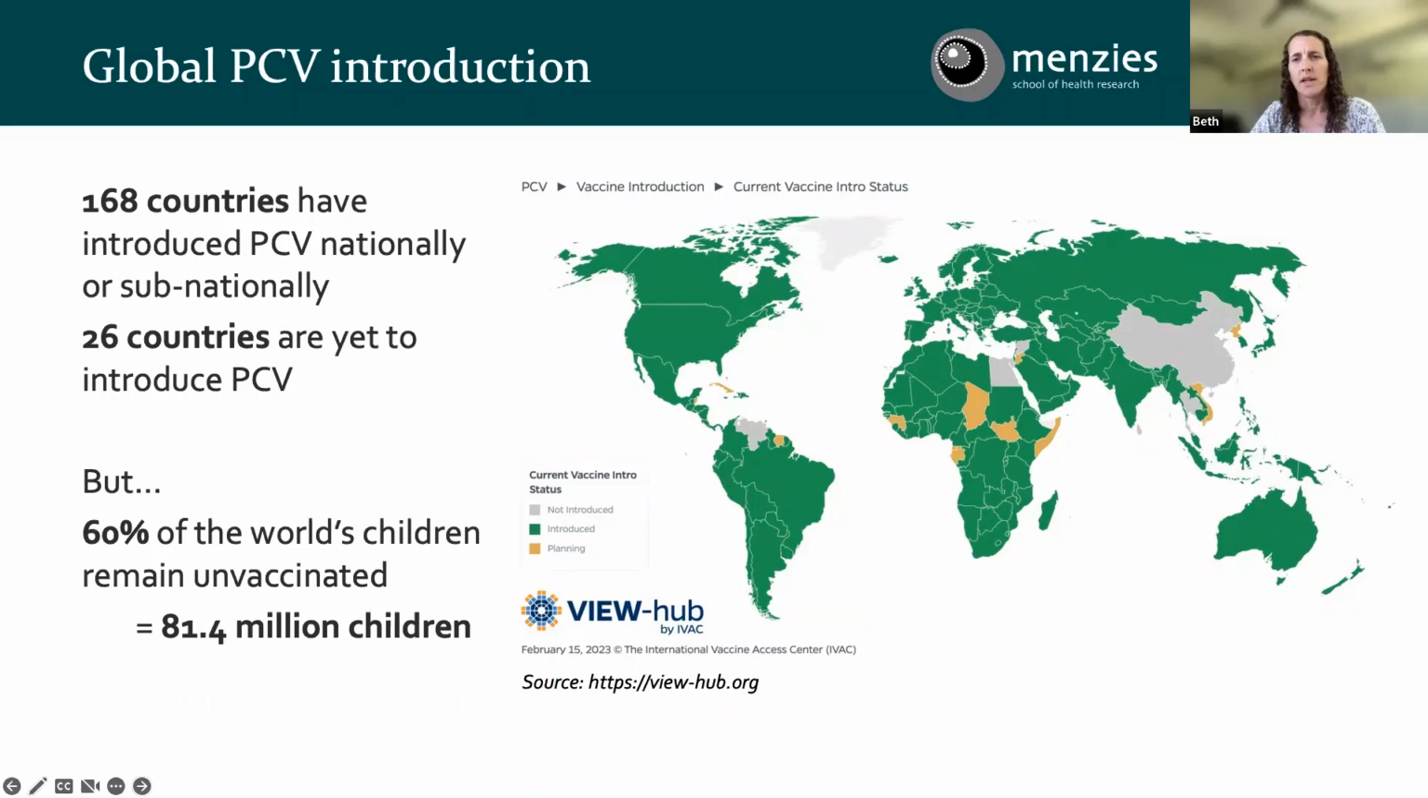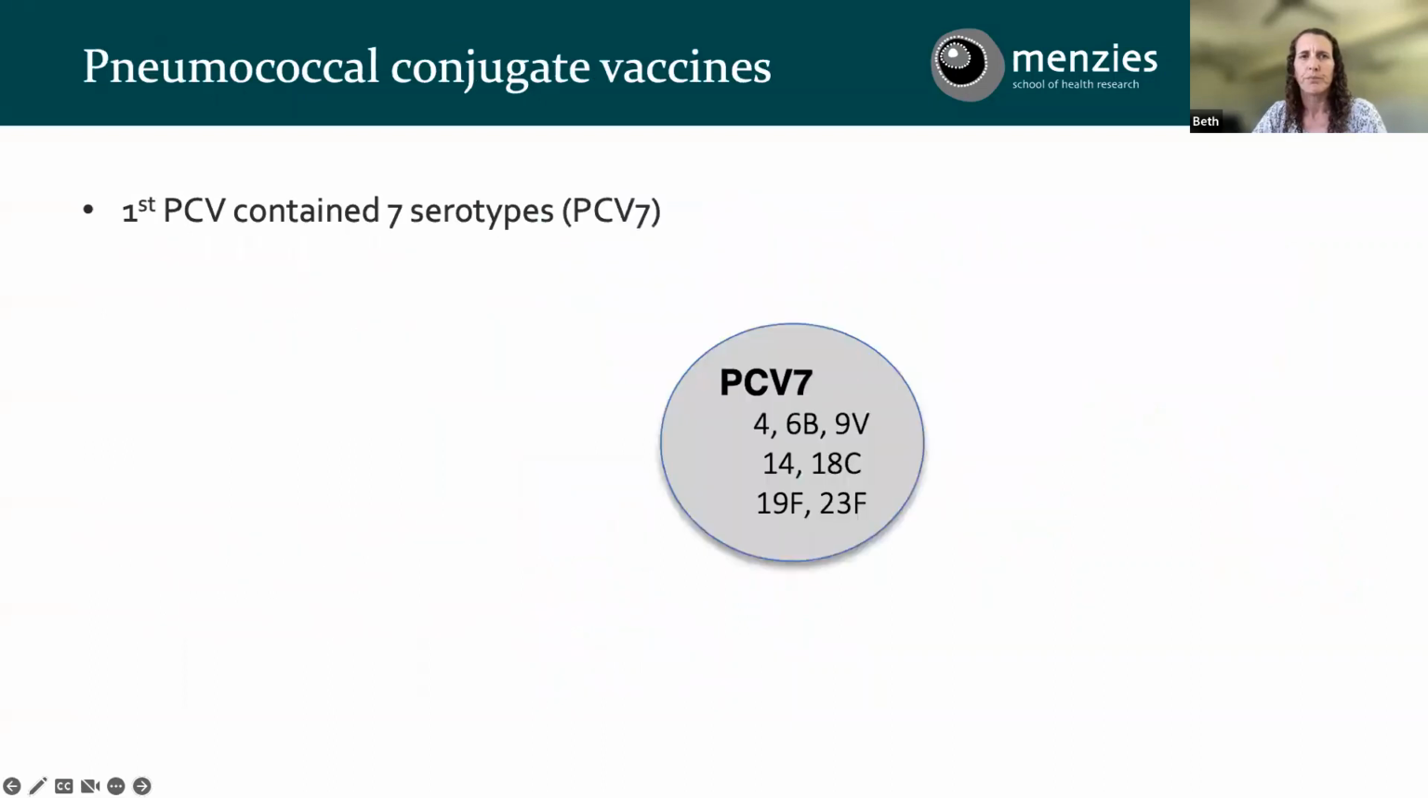Two approaches are needed to improve the global access. The first is better access where PCV has already been introduced, and the second is introduction to the remaining countries. And for those remaining countries, the choice of vaccine remains a key question. So just a quick overview of the different types of PCV available.